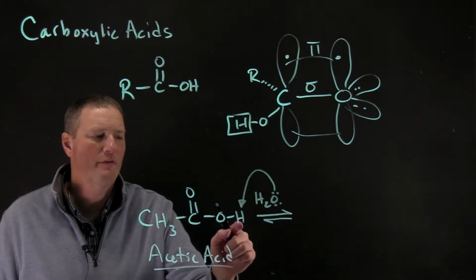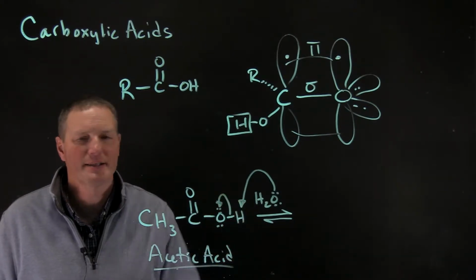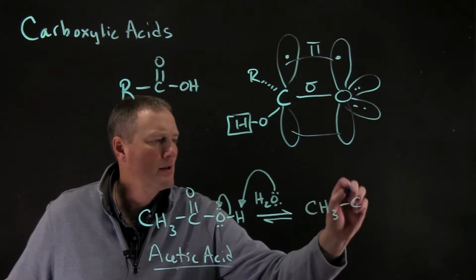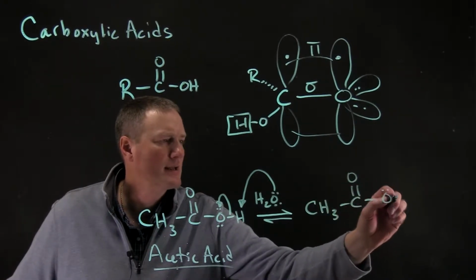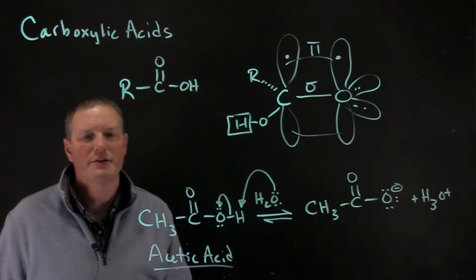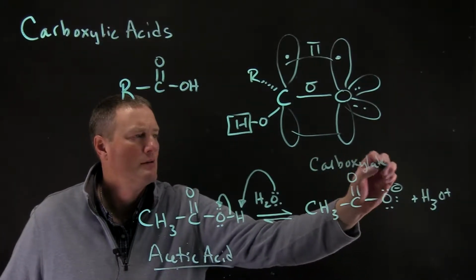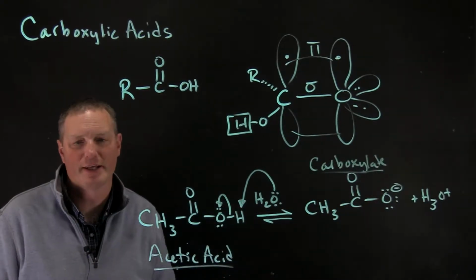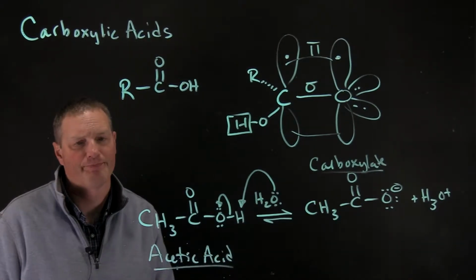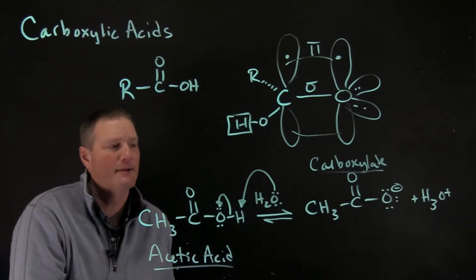Water can simply pull off this proton, and when we do that, the electrons in the OH bond will then go reside on the oxygen, giving us this species, plus H3O+. Now this species is called a carboxylate. Okay, so we've converted the carboxylic acid, which has the OH on it, into this species, which is a carboxylate. It has an O-.